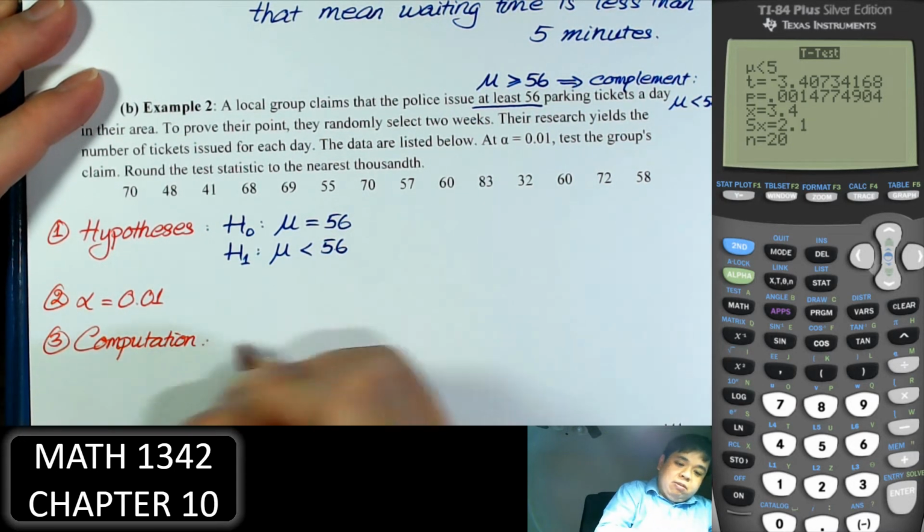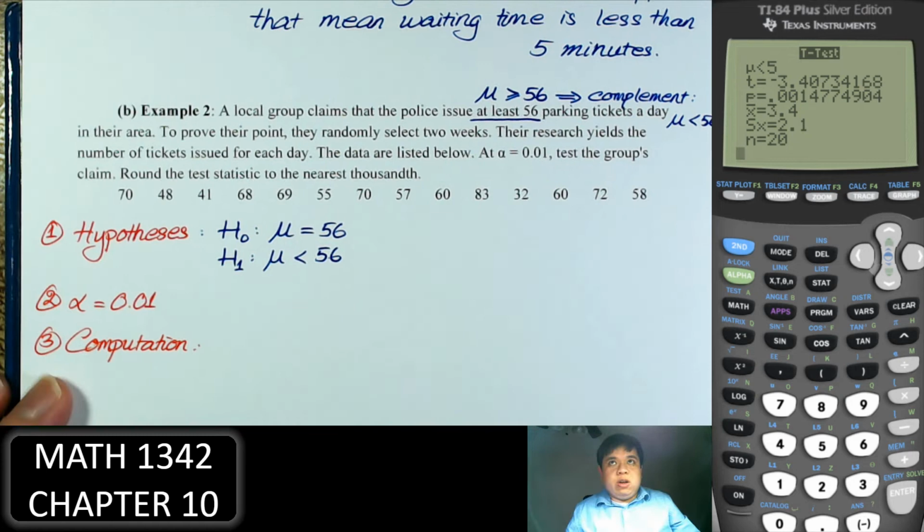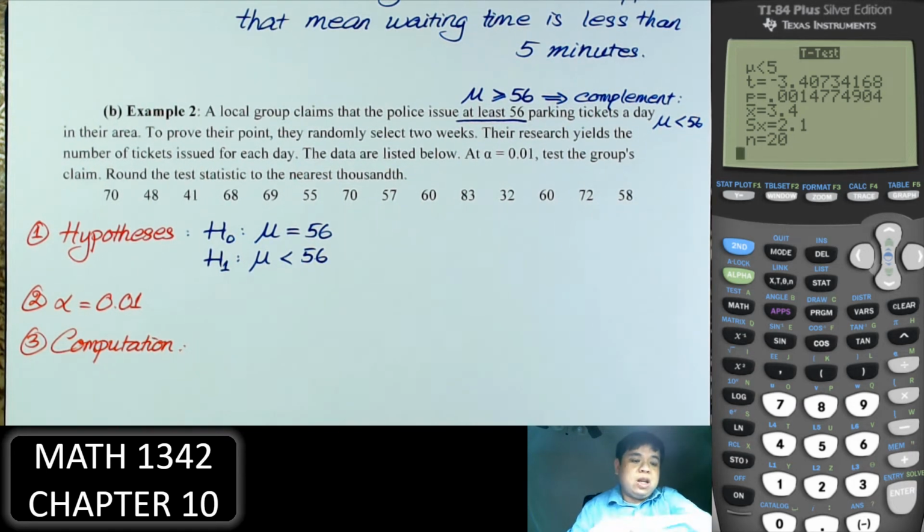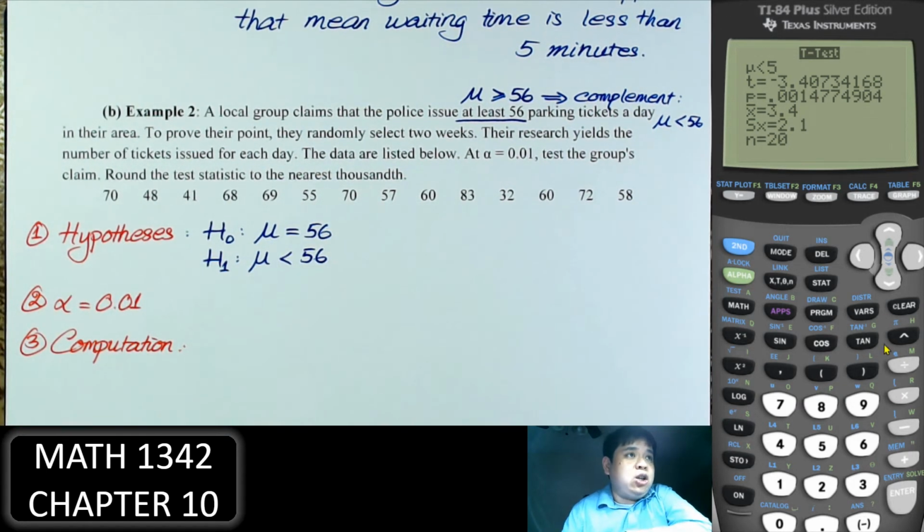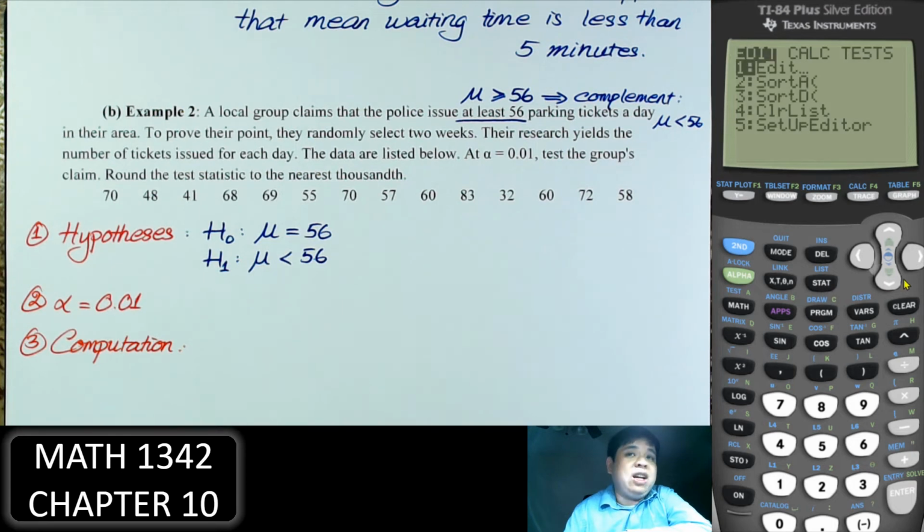We don't have any summary for the sample. We just have to use data. So first I'm going to enter this into a list, and we either calculate the statistic or we're just going to store that and do the t-test based on the data.